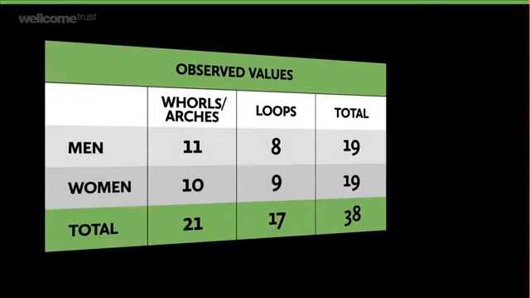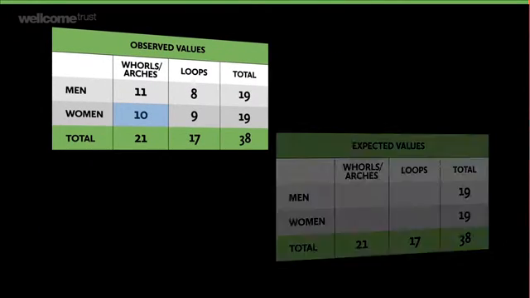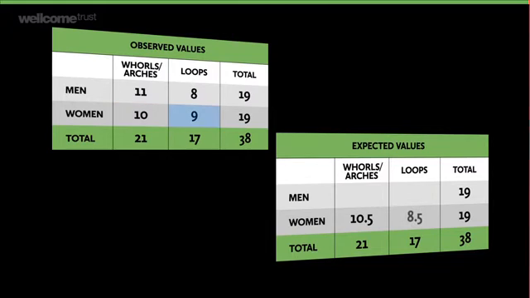To find out, we also need to work out the expected value in each cell, which we get from multiplying the number at the end of each row by the number at the bottom of the column and dividing by the total. So for the women with whorls, that would be 19 times 21 divided by 38, making 10.5. These are the values that would be expected if the relative numbers of fingerprint type were exactly the same for both sexes. They are theoretical values and need not be whole numbers. Then we will work out the chi-squared statistic, which will tell us what conclusion we can come to.